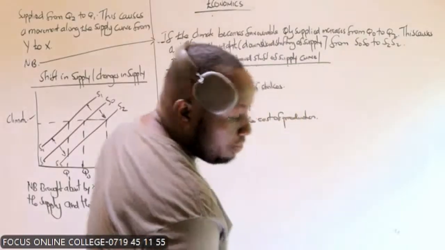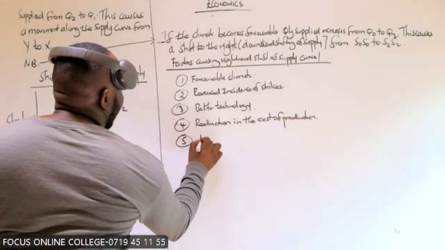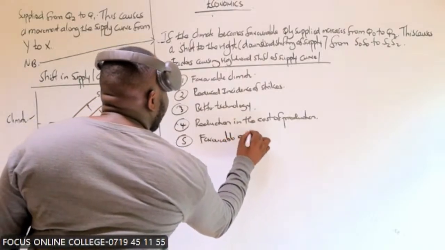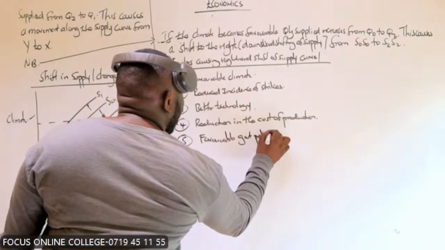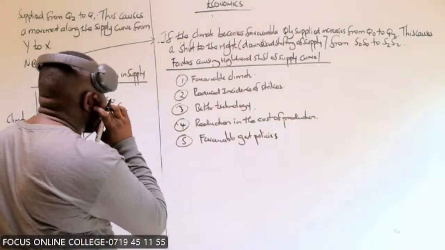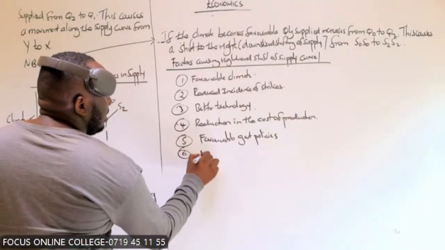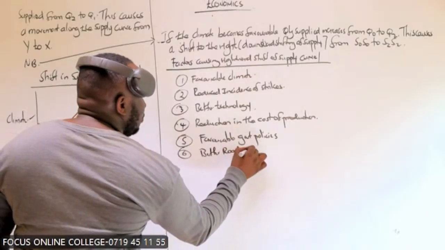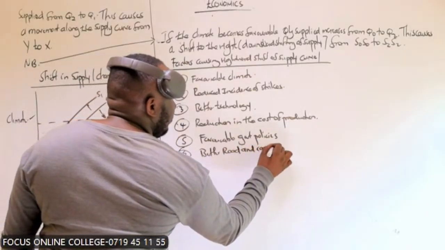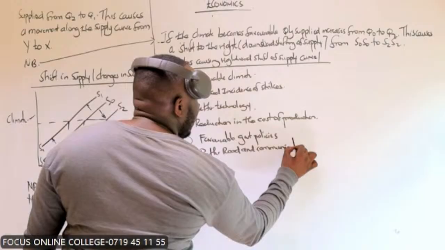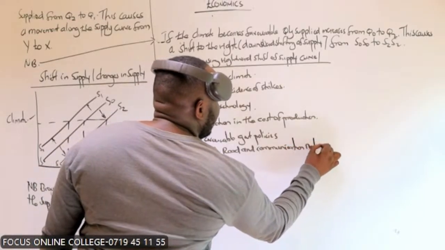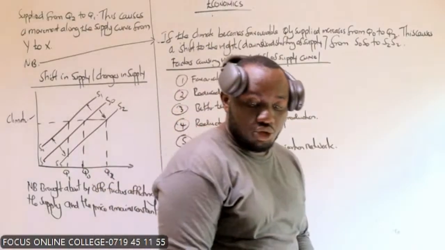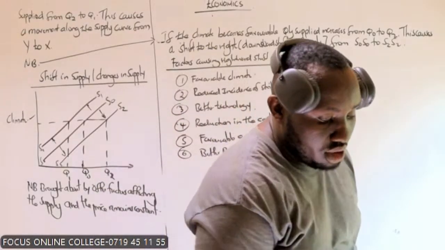Favorable government policy. We have, number 5, favorable government policies. Better road and communication network. So we have better road and communication network.